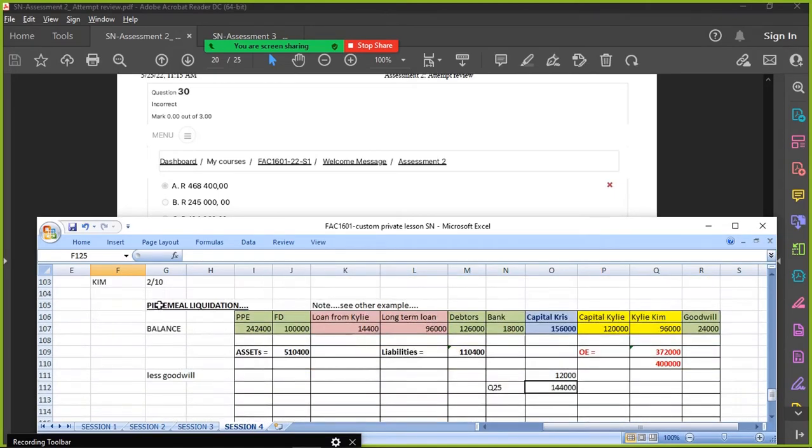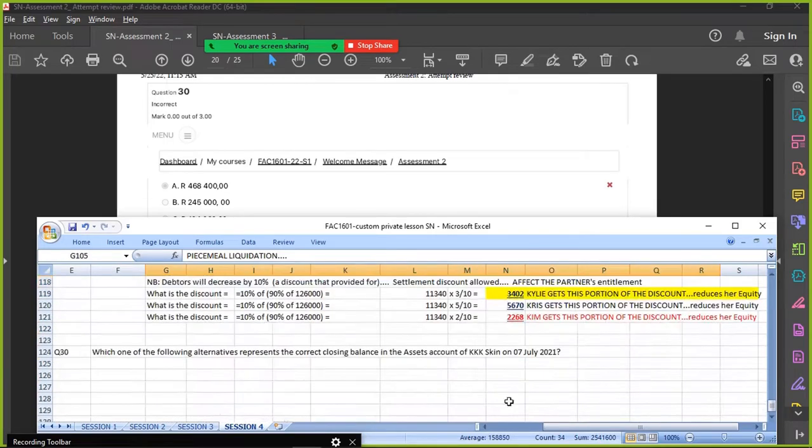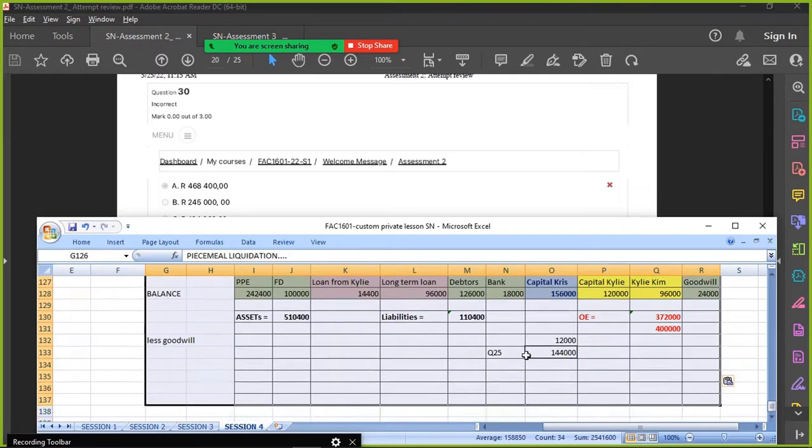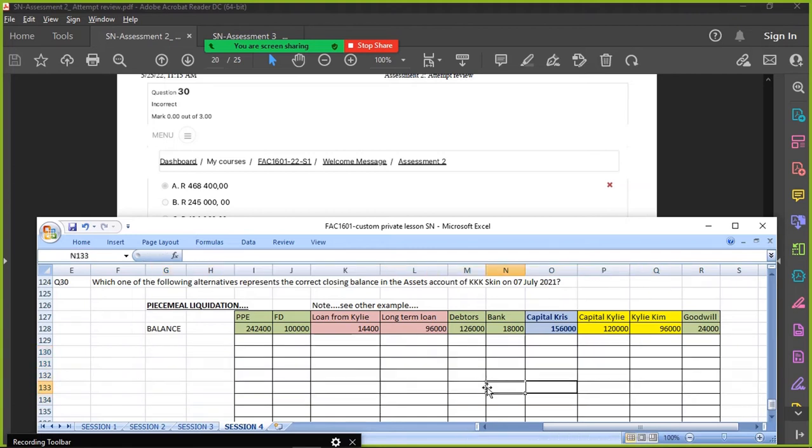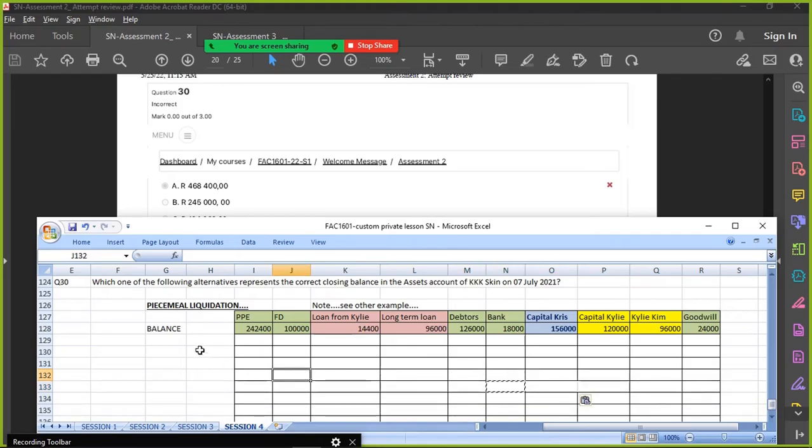So again, you need this piecemeal liquidation table. Let's delete the stuff we don't need for now, and then we can put in what we do need. Okay, so that's the question. You've got everything. They wanted you to determine the closing balance in the assets account. So which assets account? I'm assuming all of them. So in other words, assets as at 7 July 2021. Okay, so that's what the question is asking you for.